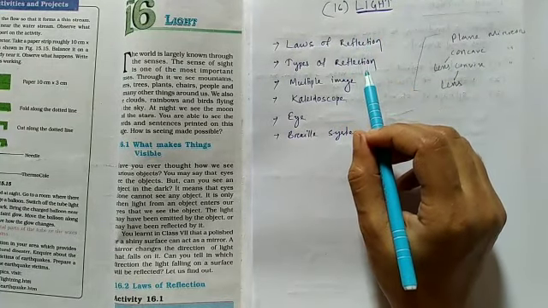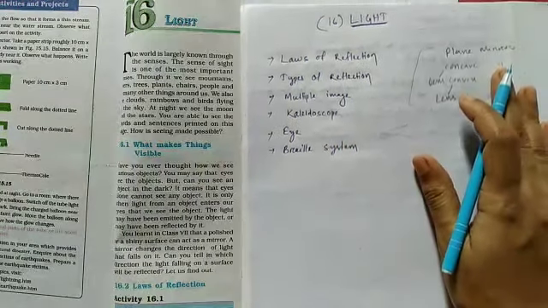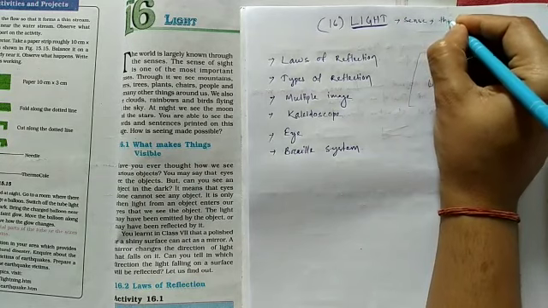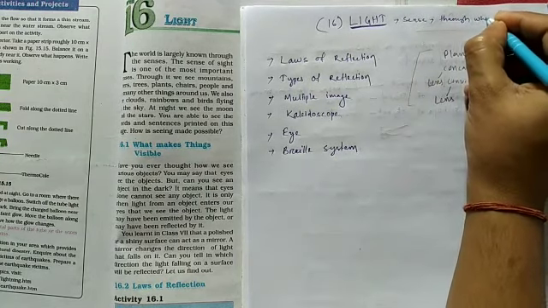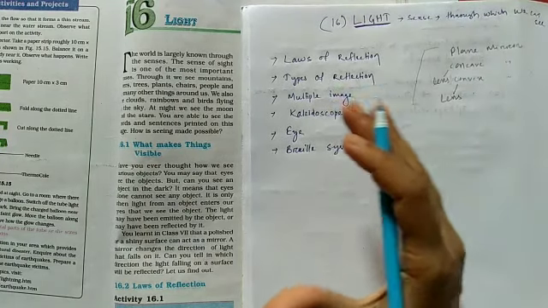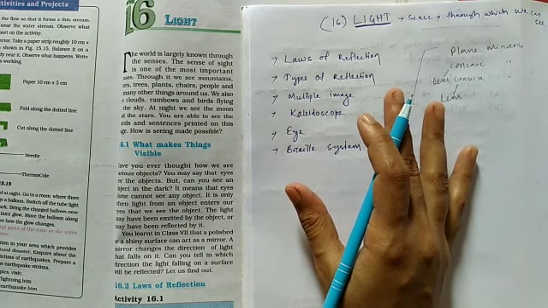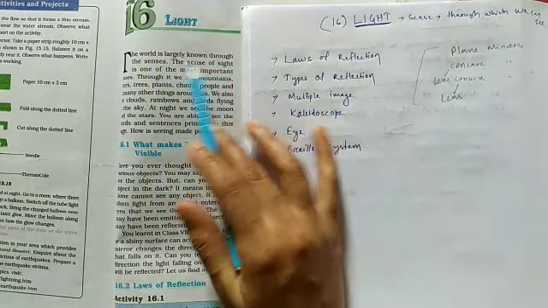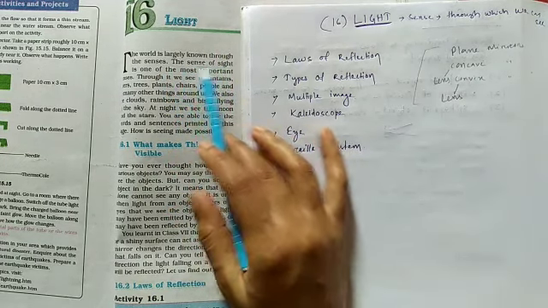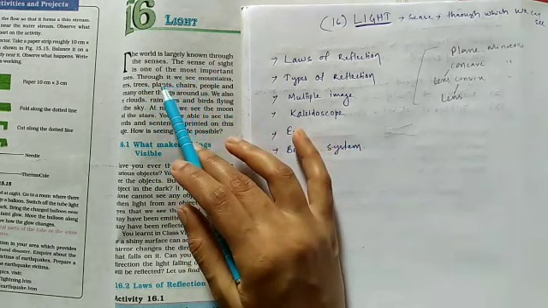Firstly, you have to know what is light. If you are asked what is light, light is a sense through which we can see. Light is that kind of sense through which we can see the world, we can see everything that is surrounded by us. The world is largely known through the senses. Obviously there are many kinds of senses, you already know about that. The sense of sight is one of the most important senses among all the senses.